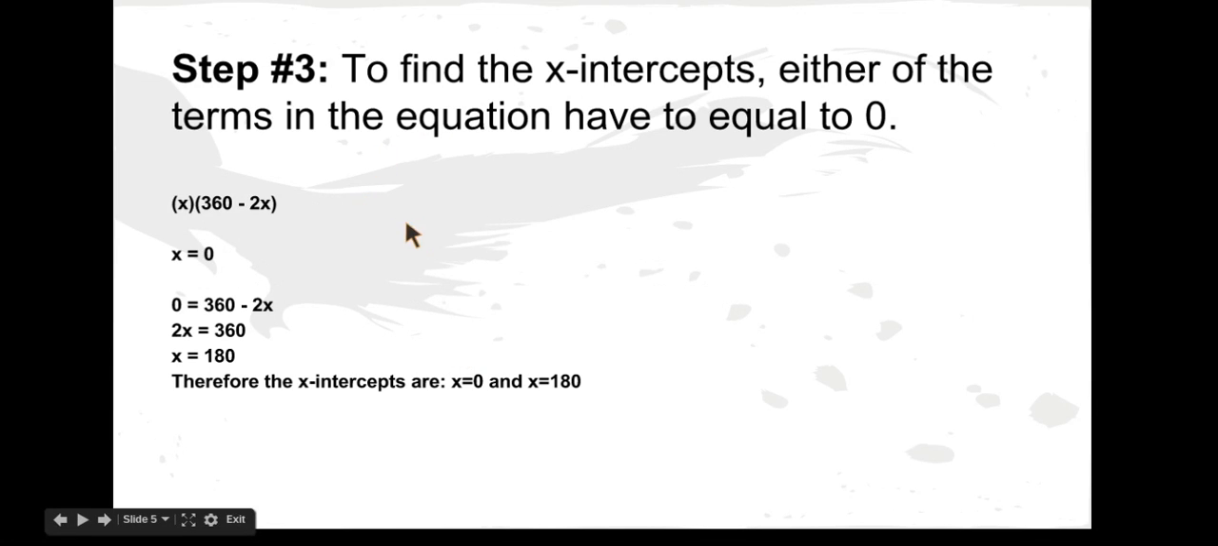So, in order to find the x-intercepts, we need to make sure that either of the terms in the equation equals 0. So, from this equation, we can see that x is equal to 0, and by setting 360 minus 2x equal to 0 and isolating for the value of x, we get that x equals 180. Therefore, the x-intercepts are x equals 0 and x equals 180.